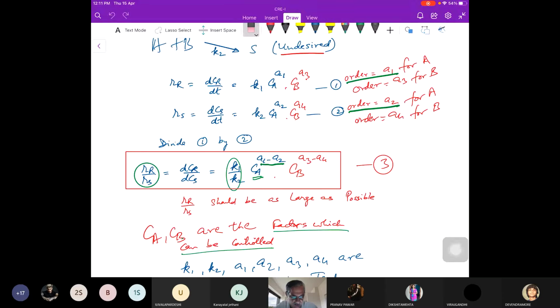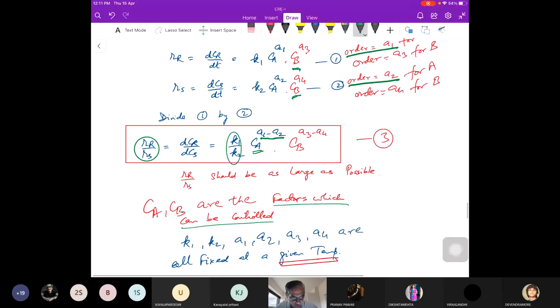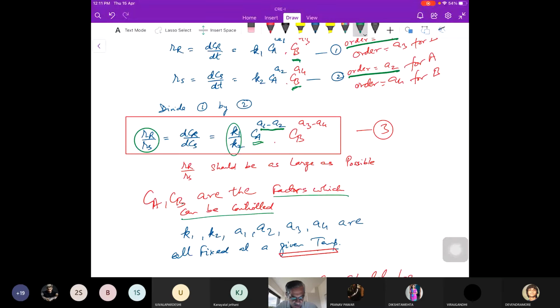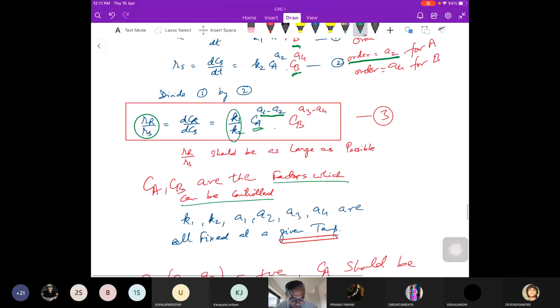यहाँ पर CA और CB आएगा because now it is important here, because you have two reactants. So CB to the power of a3 and CB to the power of a4 आएगा. And if we divide 1 by 2, we get k1 upon k2, CA to the power of a1 minus a2, and CB to the power of a3 minus a4. So again, the order of reaction for both the desired and undesired product is important, a1 and a2, and a3 and a4.